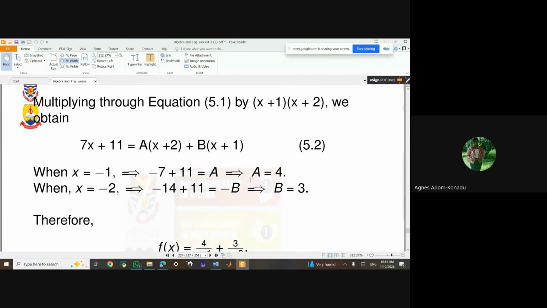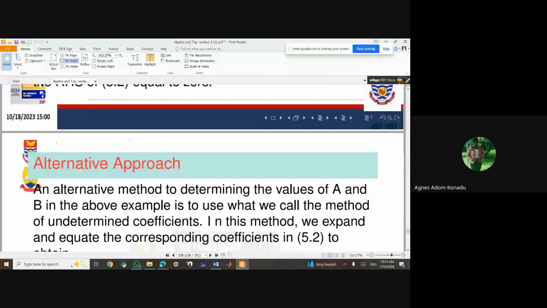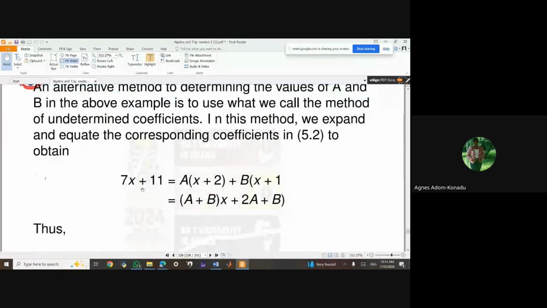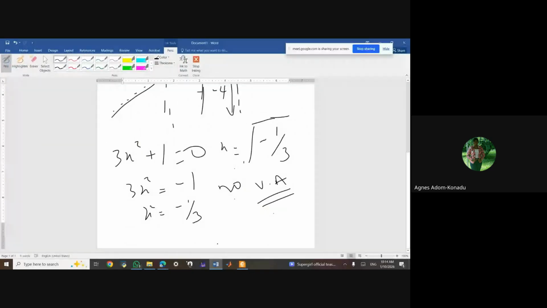Now there's another way of finding my A and B, which is the alternative approach. In the alternative approach, I have 7s plus 11, then I will open up this bracket. When I open this, I'm going to get As plus 2A plus Bs plus B, so I have As and Bs. Let me write the alternative approach.